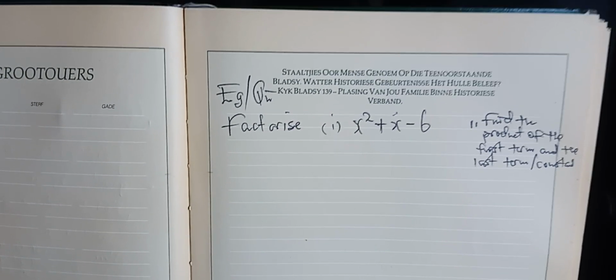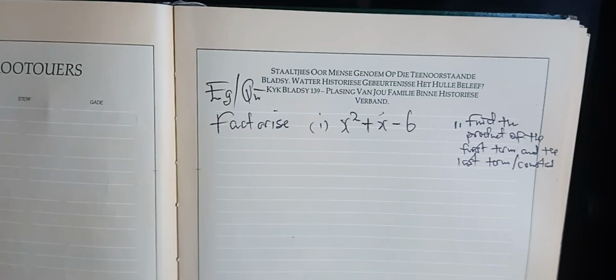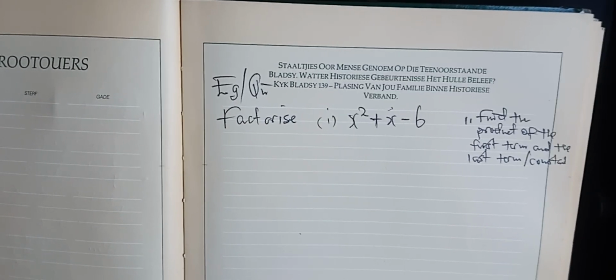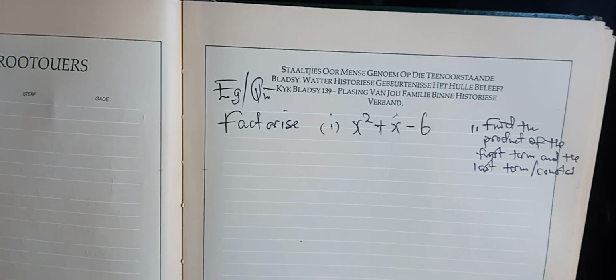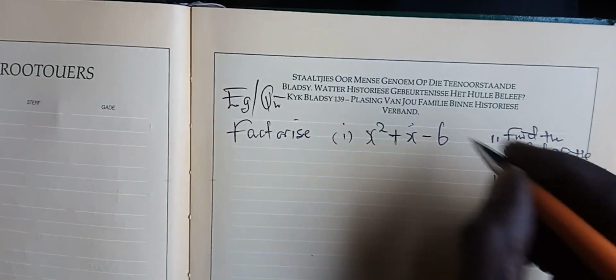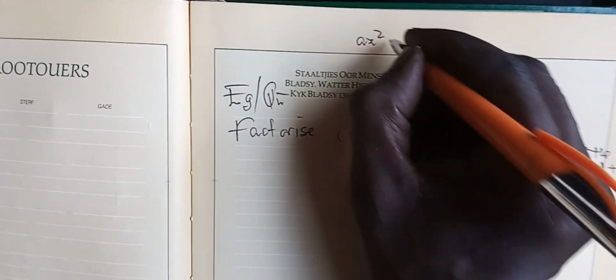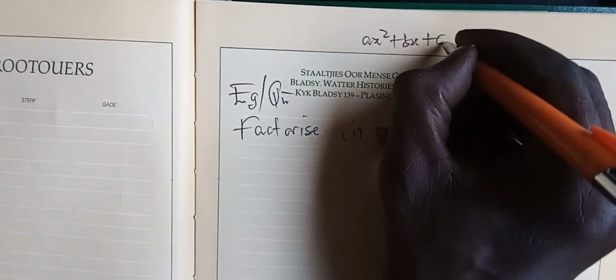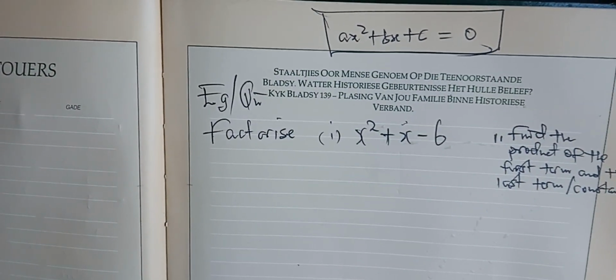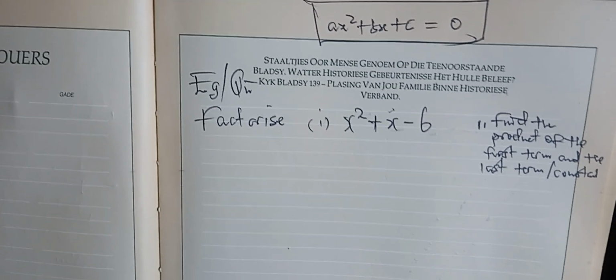And in this video, we are going to look at another example, or another question, on factorization. Earlier in other videos, I mentioned that the general form for a quadratic expression or a quadratic equation is ax squared plus bx plus c is equal to 0. So this is basically the general form for a quadratic expression or a quadratic equation.